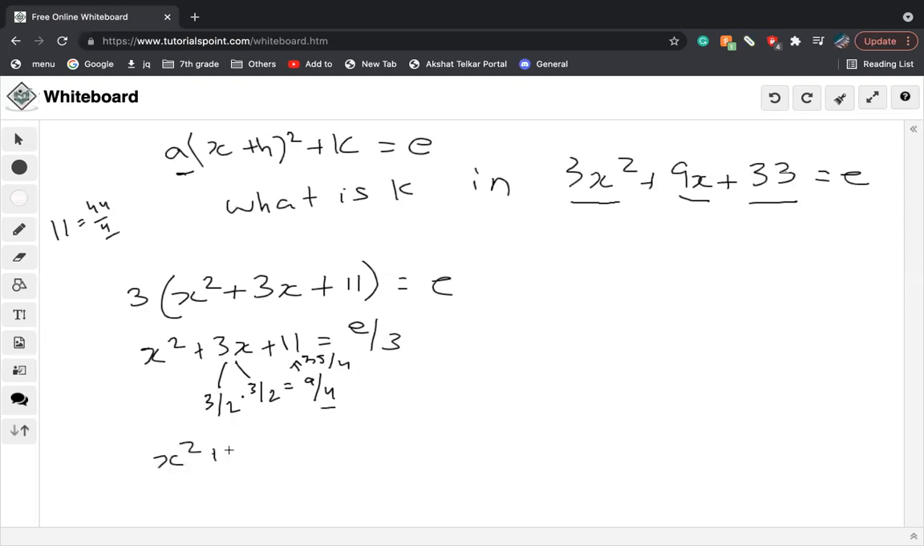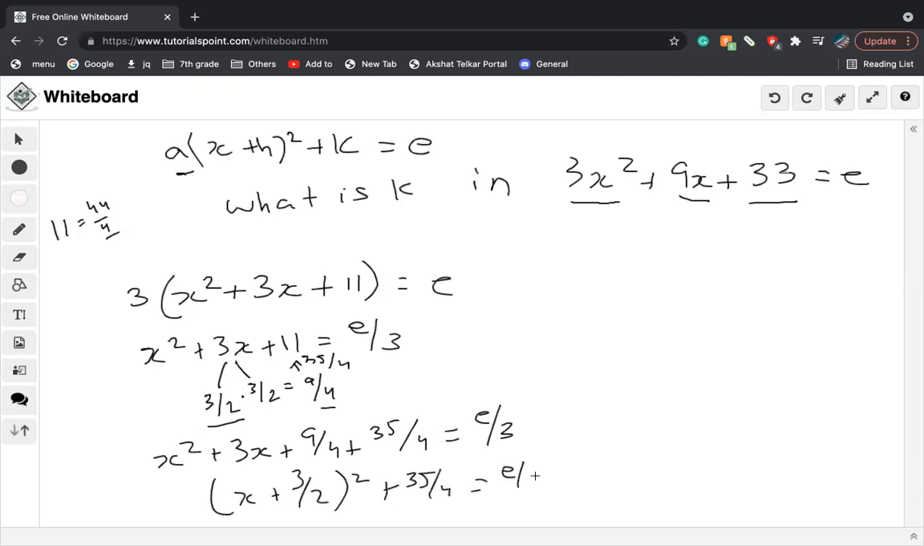Okay, so now let's look back at this. It's going to give you x squared plus 3x plus 9 over 4 plus 35 over 4. Let me rewrite this. Plus 35 over 4 equals e over 3. So now this is actually easy. As we know, 3/2 is the perfect square. So (x plus 3/2) squared plus 35/4 will give you e over 3.